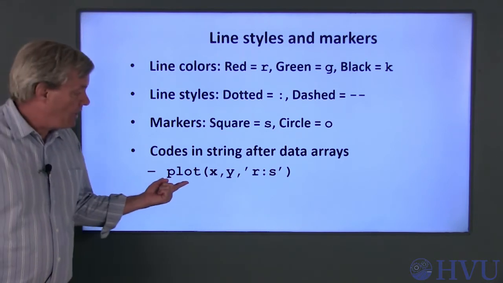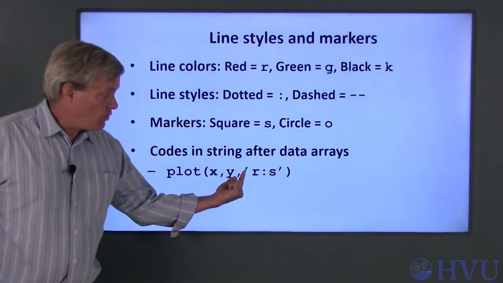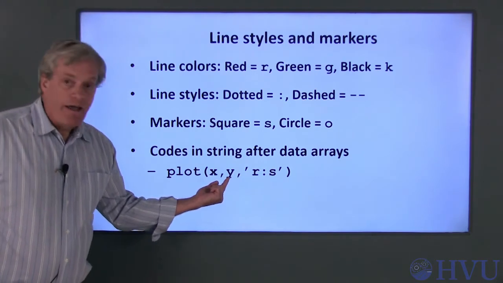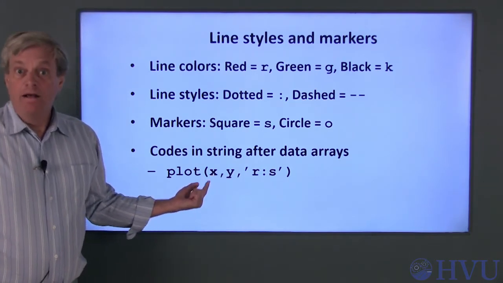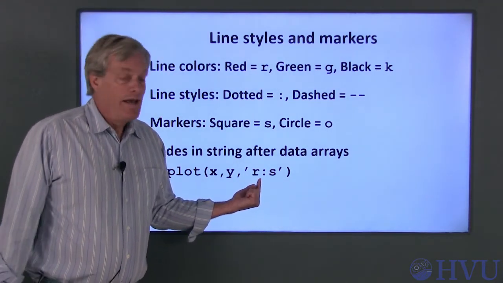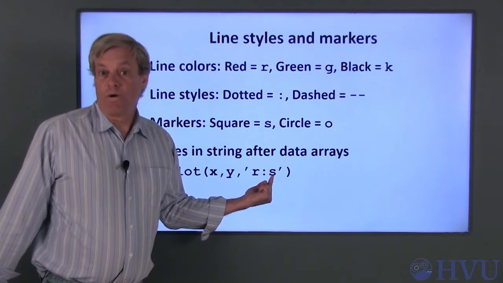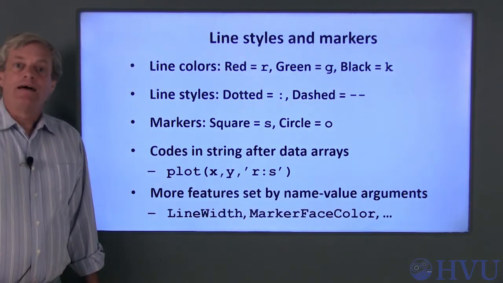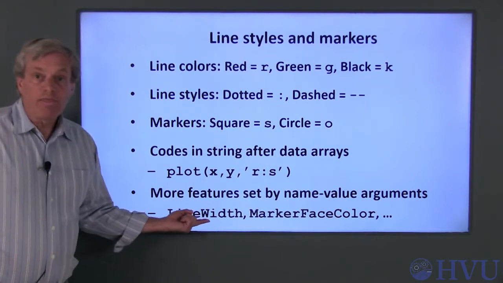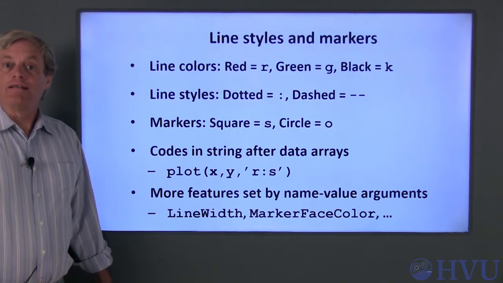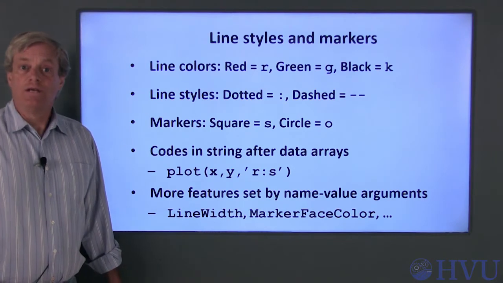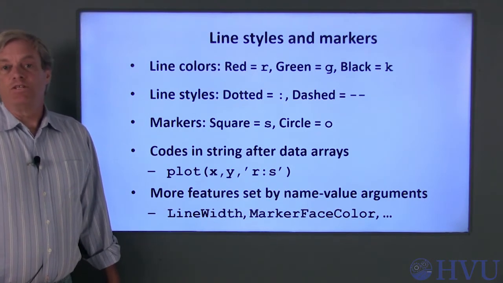For example, plot(x, y, 'r:s') plots the data in the y array as a function of the data in the x array. The data points are connected by a red dotted line, the r and colon codes, and the data points themselves are indicated by square markers. Additional styles can be set by using what are called name-value arguments. LineWidth, for example, sets the thickness of the line connecting the data points, and MarkerFaceColor specifies the color on the marker face. Now I'll demonstrate use of some of these features in MATLAB.